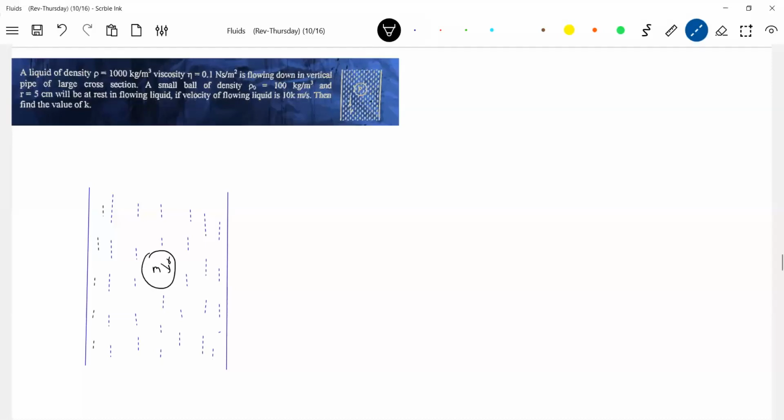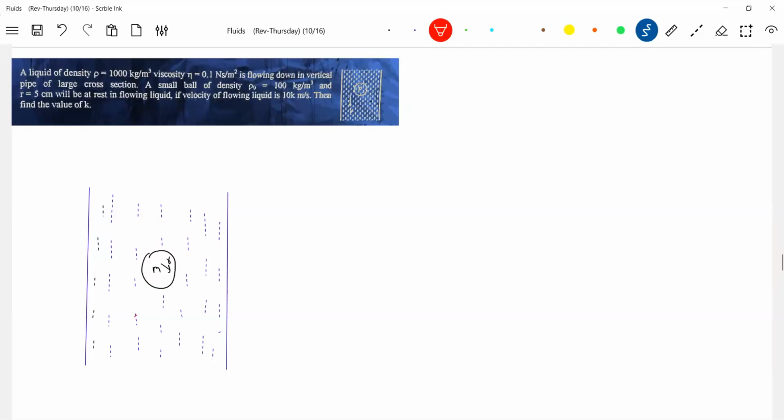It is a pipe of large cross section, though I'm showing it finite, because we know Stokes law is valid only when the area of cross section of the pipe is infinity. That's why the question is made large cross section. If they say some 2R or 3R like that, then you can no longer write Stokes law, 6 pi eta R V. One more condition, the sphere should be rigid, and the flow should be laminar around the sphere. With respect to the sphere, the flow should be laminar. Some conditions are there to apply Stokes law properly.